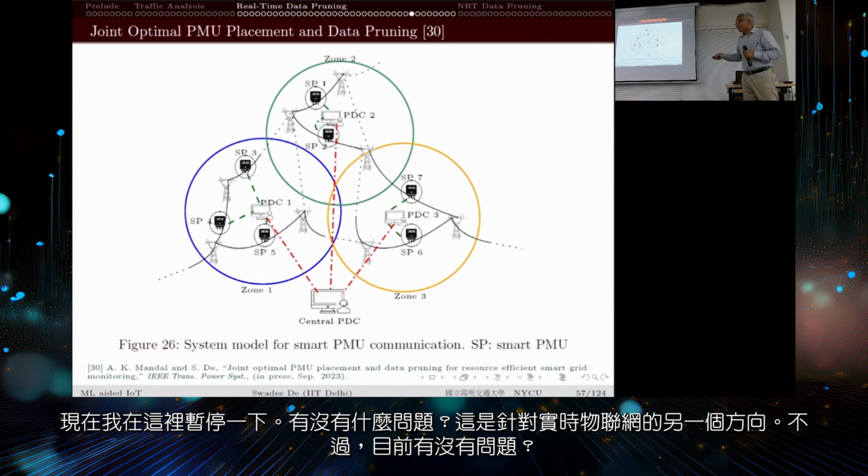Now I'll give a pause here. Are there any questions so far? This is another direction in real-time IoT, but are there any questions so far?